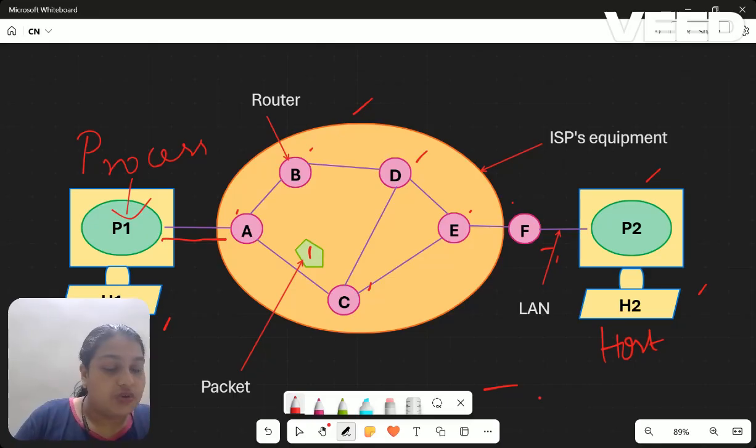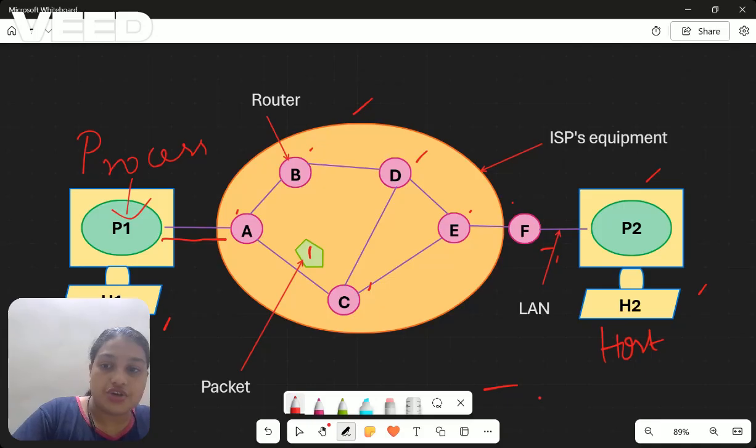Now here we can see a host with a packet. This host H1 is sending the packet. A host with a packet to send will transmit it to the nearest router. The nearest router is A in this case. So first the host H1 will transmit the packet to A, either in its own LAN or over a point-to-point link in the ISP's equipment.